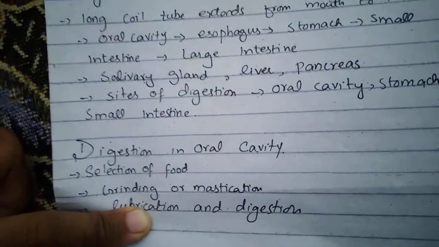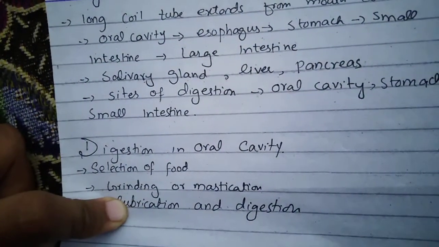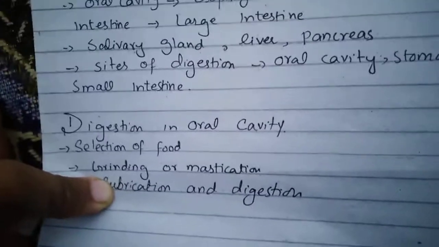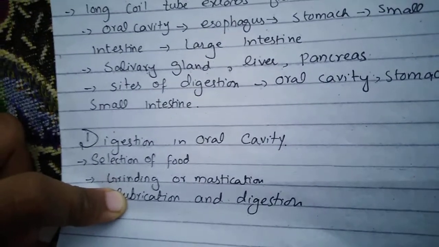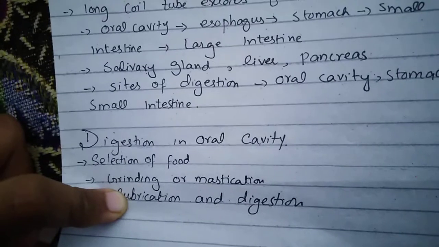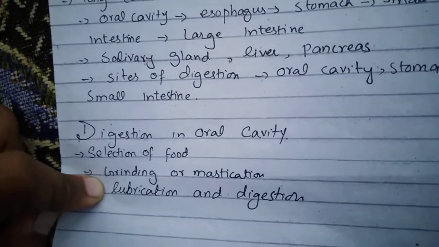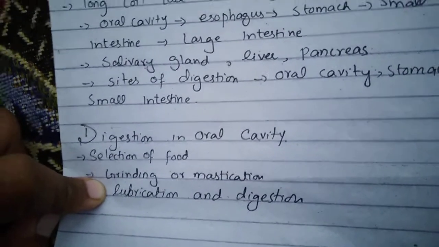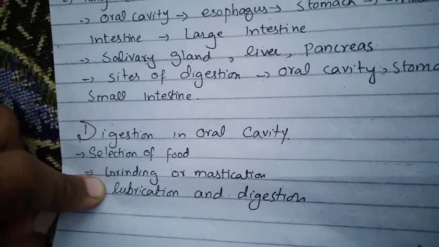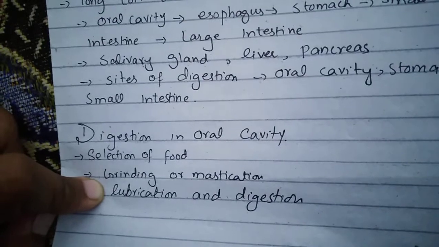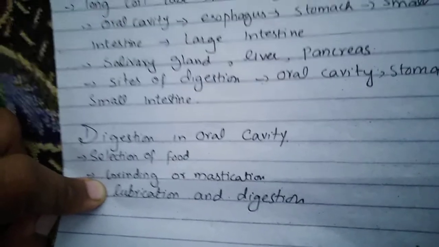Next is lubrication and digestion. Lubrication means softening of the food. For this purpose, mucus or saliva is added into the food by the salivary glands. I told you earlier that three types of salivary glands are present, and their secretion includes water and mucus, sodium bicarbonate, and some other salts, and a carbohydrate digesting enzyme known as amylase or ptyalin.